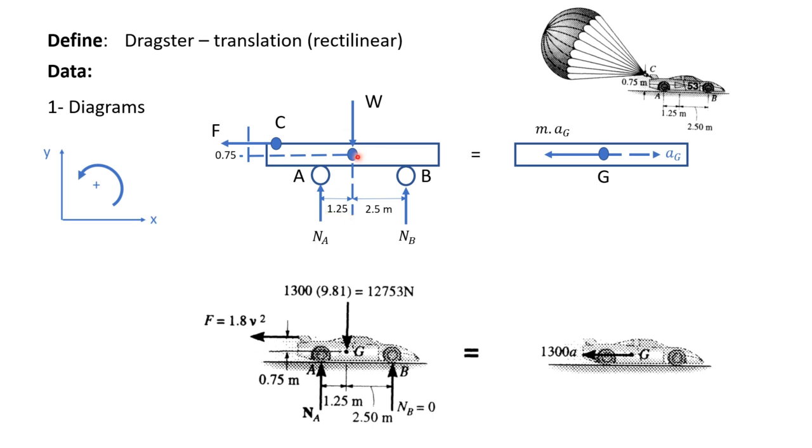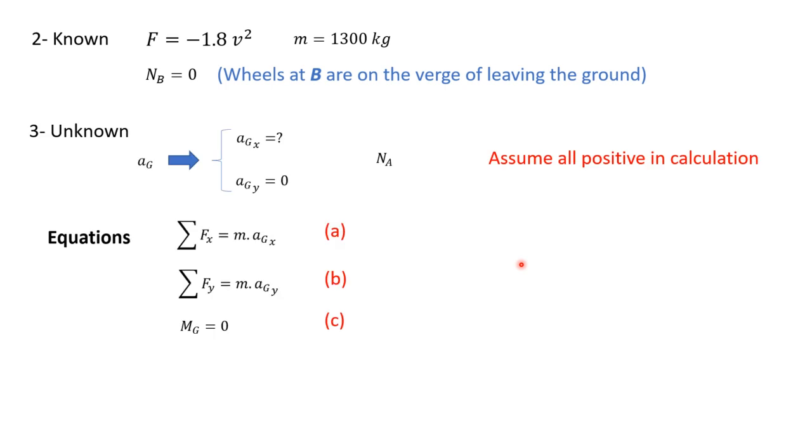And for the moment around G, this force is going to have a moment in the clockwise direction, the Na multiplied by 1.25. And here we're going to have the 0.75 multiplied by the F force, which is going to take us counterclockwise, and their sum should be equal to 0 on that side. So that's how we're going to do our work.